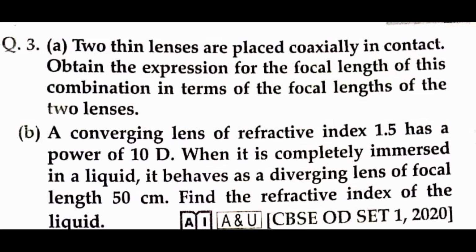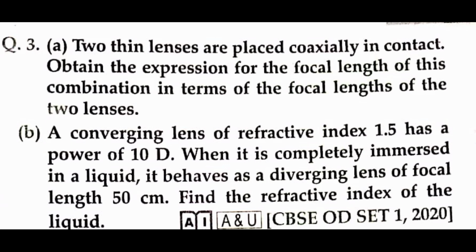So the first question is, here 2 thin lenses are given and they are in contact, and we have to find the expression for the total focal length of the combination. And the second question is, a converging lens of refractive index 1.5 has a power of 10 diopter, but when it is completely immersed in a liquid, it behaves as a diverging lens of focal length 50 centimeter. Find the refractive index of the liquid.